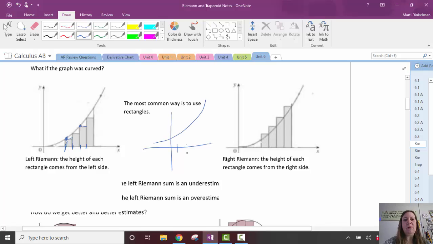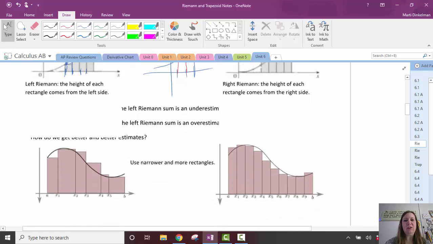If I'm going to draw a rectangle between these 2 locations, I'm going to pick the y coordinate from the left and use that to draw a rectangle. And then I would just keep going down the line and find all of those rectangles. That's what we're going to start with. And then for the right Riemann sum, instead of picking the point on the left, we're going to pick the point on the right. So let's put that into action.